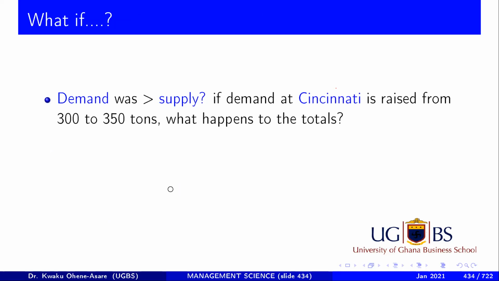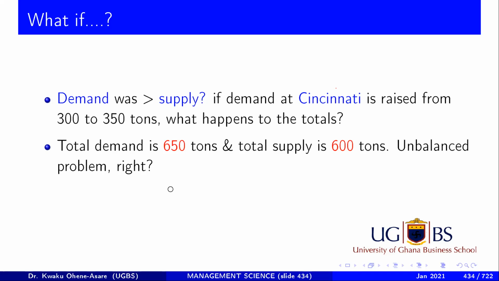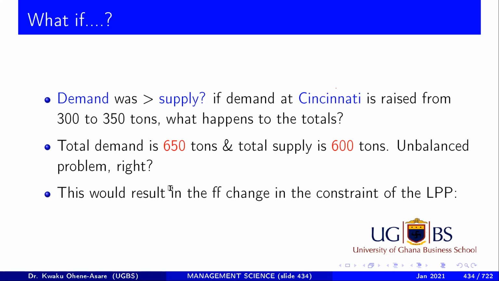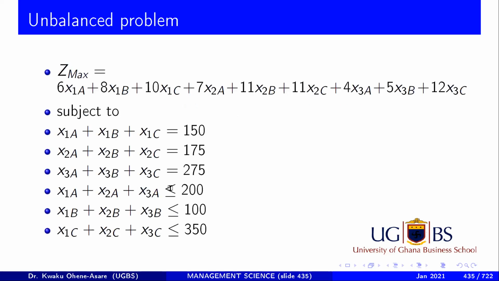What happens to the totals? The totals will change. It means that demand will now be more than supply. Do you agree with that? Exactly. So we've got to decide which symbol we are going to use. Of course, you know that you're going to use less than or equal to, or greater than or equal to, but which one? Because now we have an unbalanced transportation model. So that will result in the following.